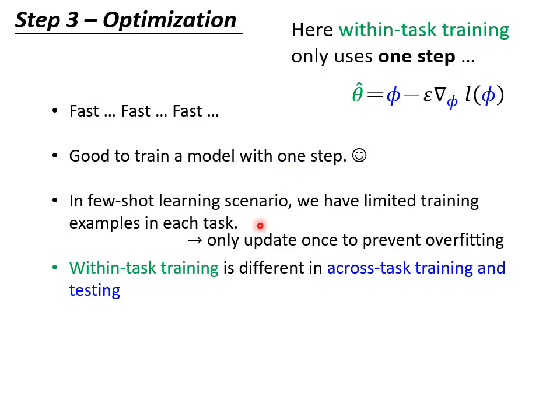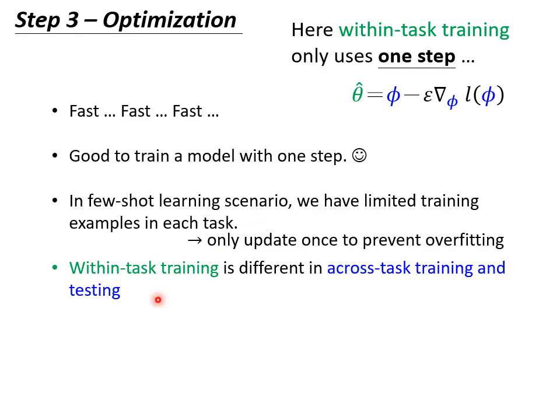The third reason is that meta-learning is often used in a few-shot learning scenario. In a few-shot learning scenario, we have a very limited number of training examples in each task. And when we have only limited training examples, updating many times can overfit on the training examples. Updating only once can prevent overfitting on limited training examples.